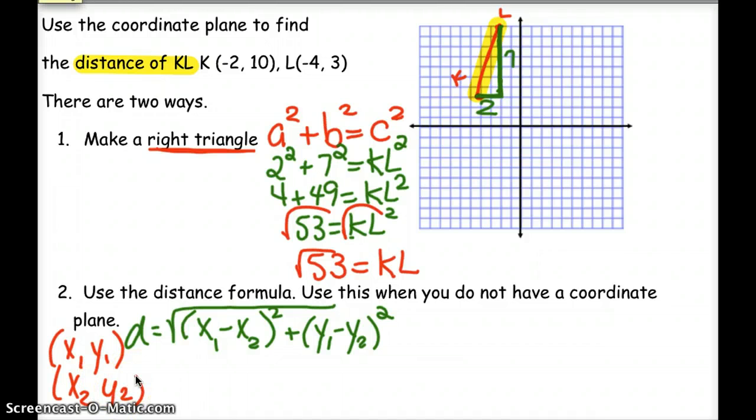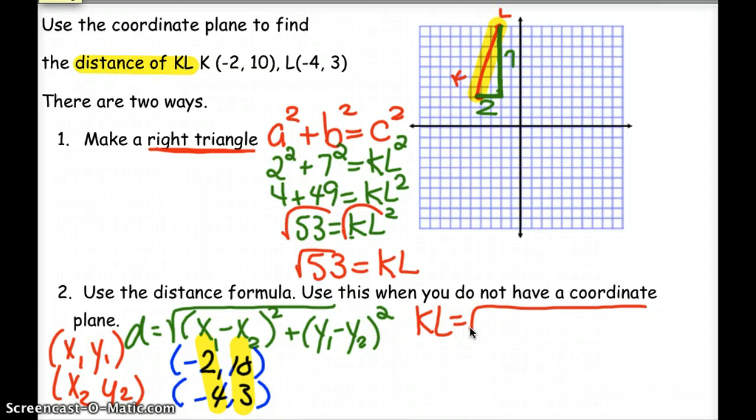And so when I go ahead and use my distance formula, one thing that I find helpful, people, is if I stack those ordered pairs on top of each other. So I stack them up on top of each other. Then I can tell these are my x's and they should go together. And these are my y's and they should go together. So when I stack them up, that helps me. So now I'm looking for KL. I'm looking for the distance of KL.